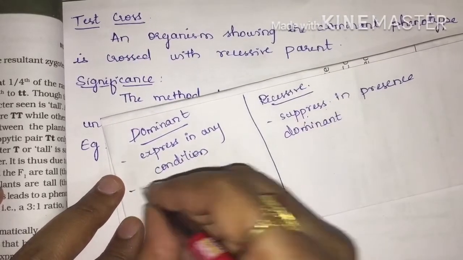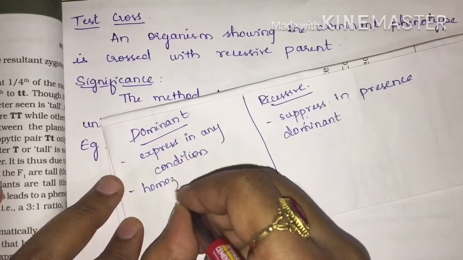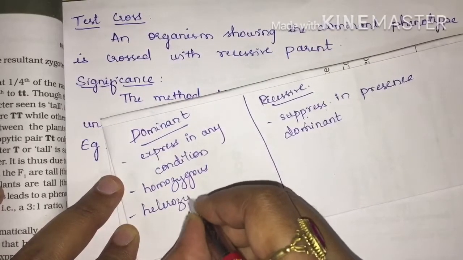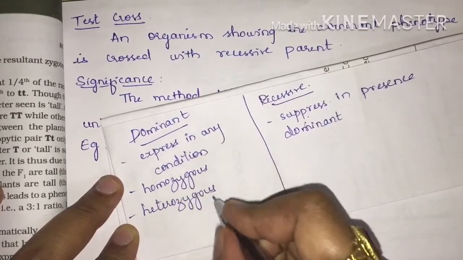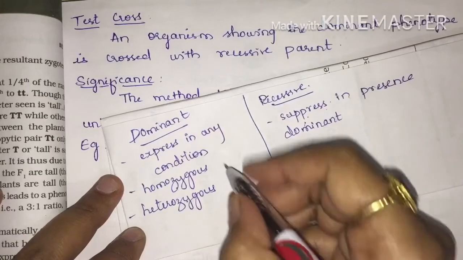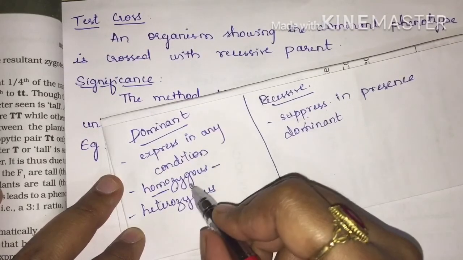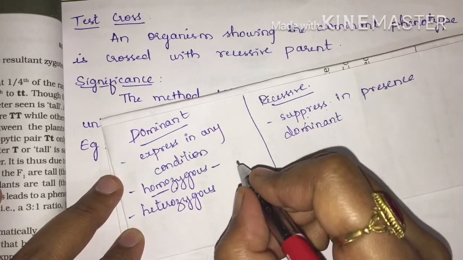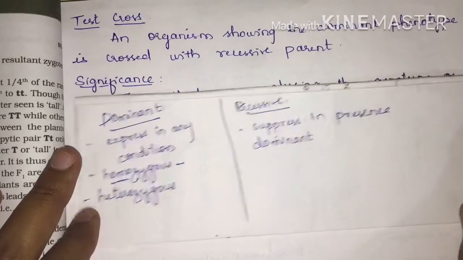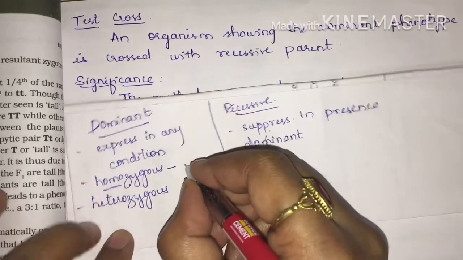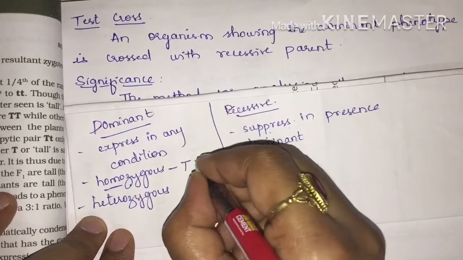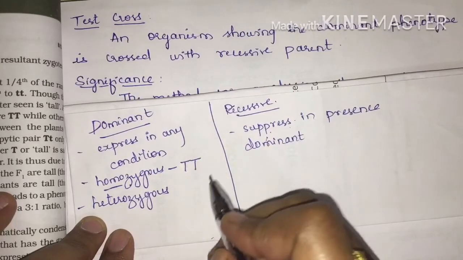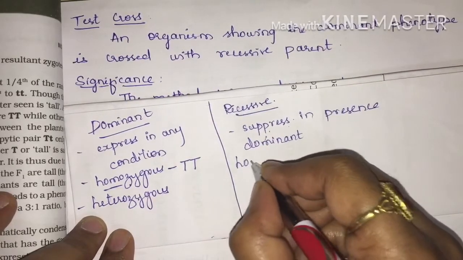What are those conditions? Homozygous and heterozygous. We have two different types of conditions in dominant. Homozygous is what? Homo means same, the same type of alleles. If we take the example of tall and dwarf, which I hope you remember from the monohybrid cross, in homozygous we gave the genotype as capital T for tall. This we call homozygous, right? The same applies to recessive.